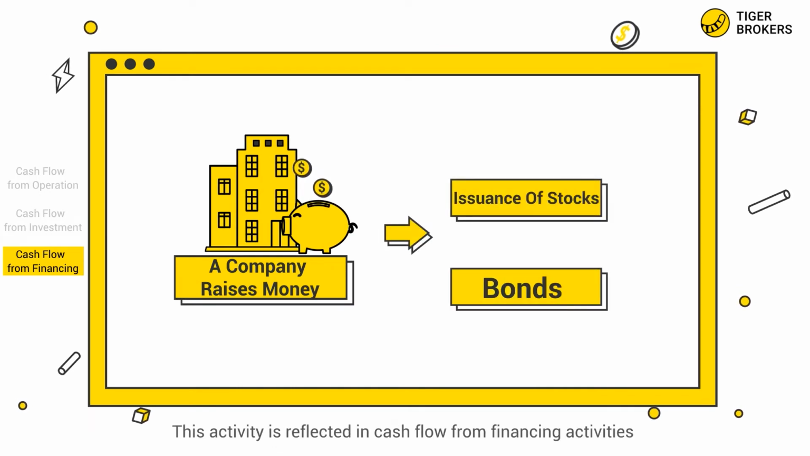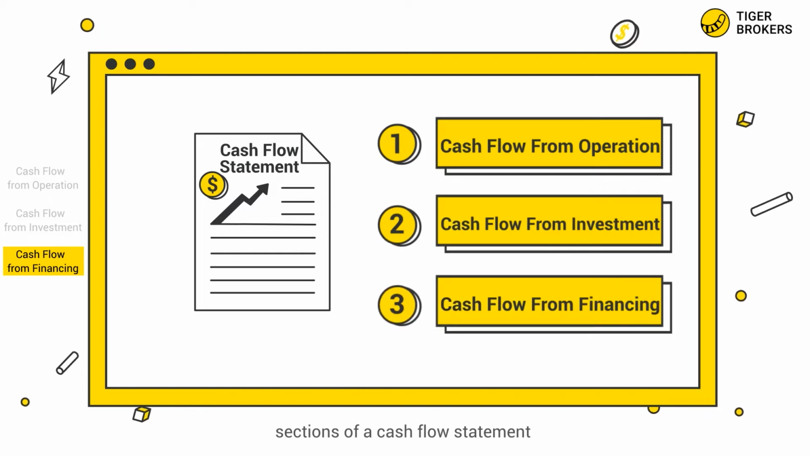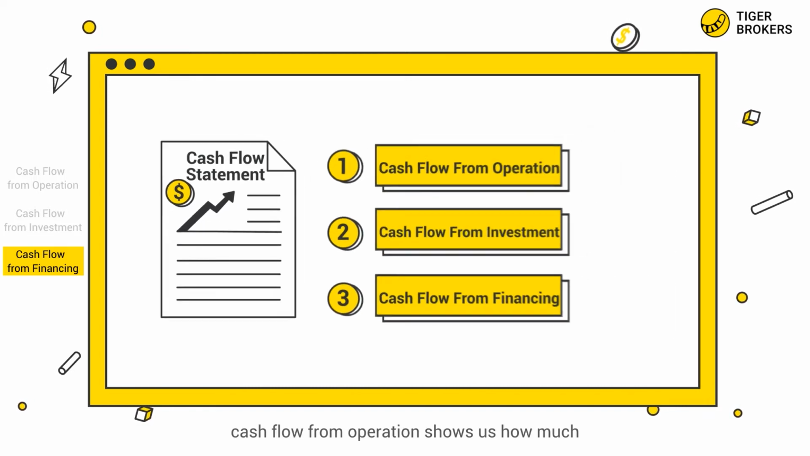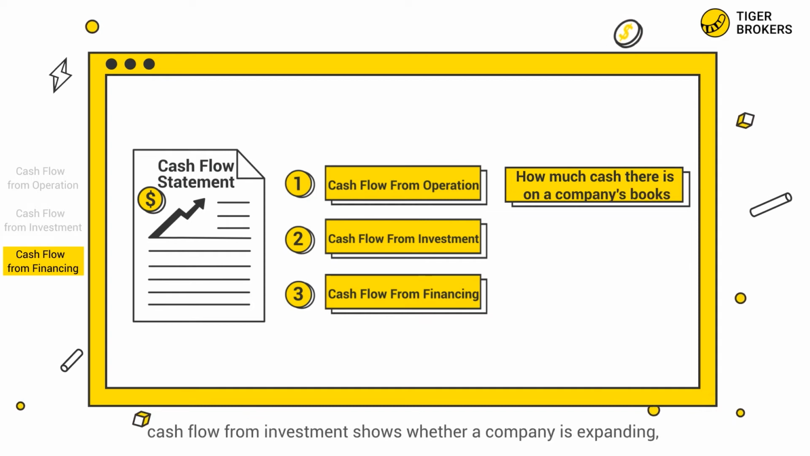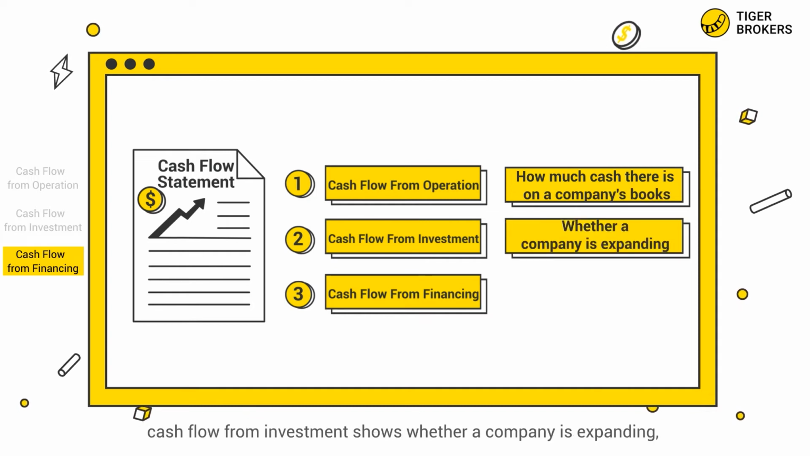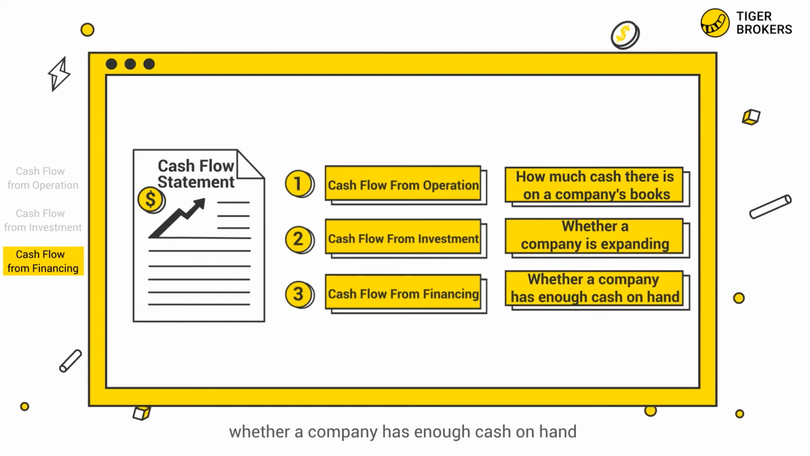This activity is reflected in cash flow from financing activities. So now we've learned about the three sections of a cash flow statement. To put it simply, cash flow from operation shows us how much cash there is on a company's books. Cash flow from investment shows whether a company is expanding. And cash flow from financing tells us whether a company has enough cash on hand.